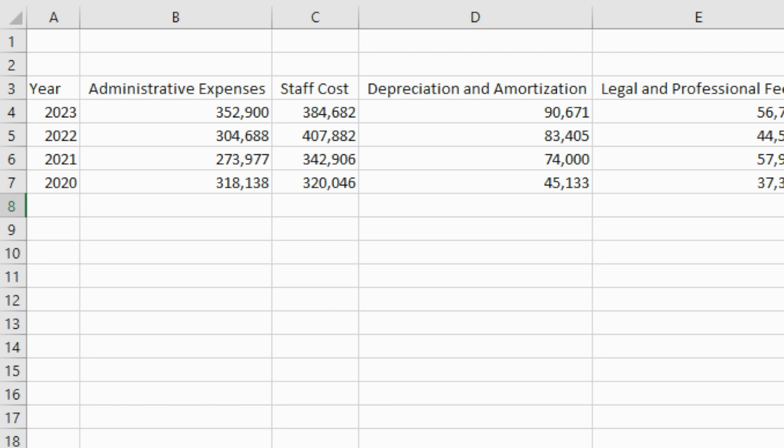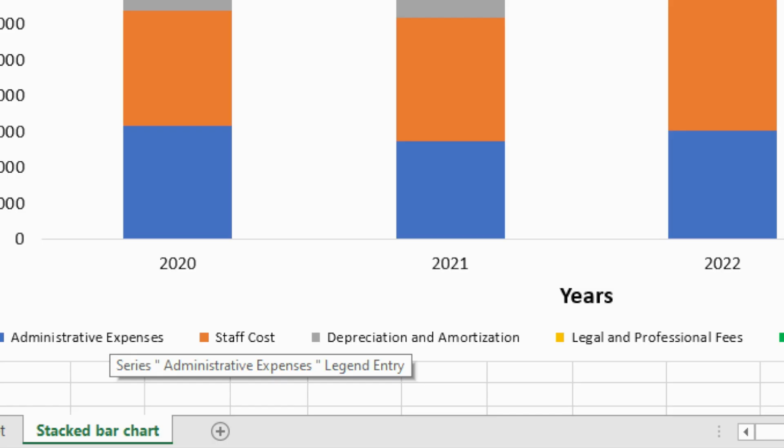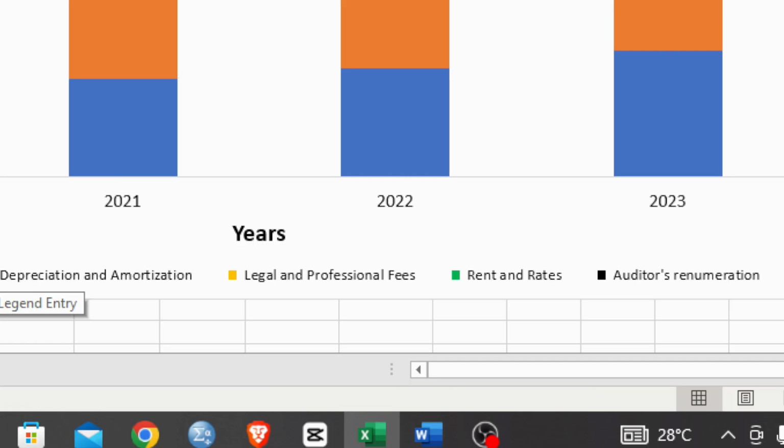So moving forward, if we take a look at the legend, we'll see that the administrative expenses is represented in blue. The staff cost is represented in orange. The depreciation and amortization is represented with gray. The legal and professional fees represented with yellow. The rent and rates is represented with green, and the auditor's remuneration is represented with black.